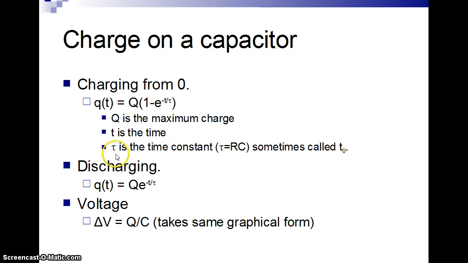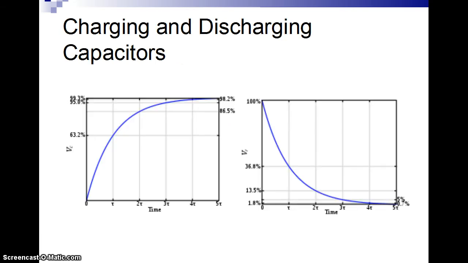And that time constant, sometimes called T0 depending on what book or units you use for it, is equal to the resistance multiplied by the capacitance. If you go into what an ohm is and what a farad is and you multiply them together, you'll get seconds. So a charging capacitor goes from 0 up to some maximum value, and a discharging capacitor goes the other way, and the voltage is just going to be the same basic shape.